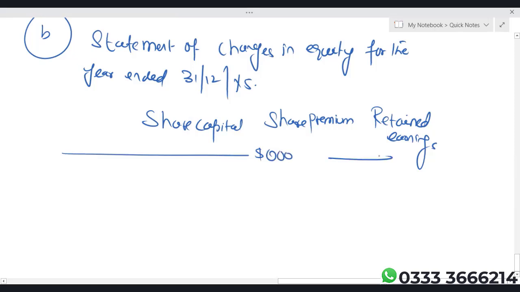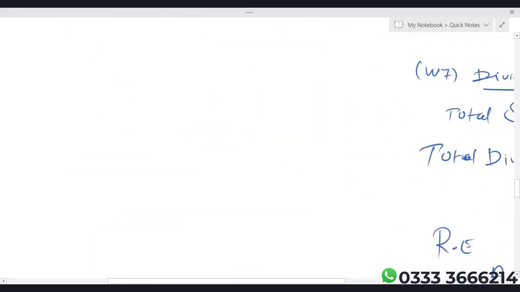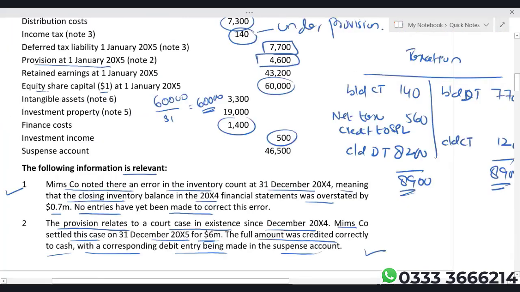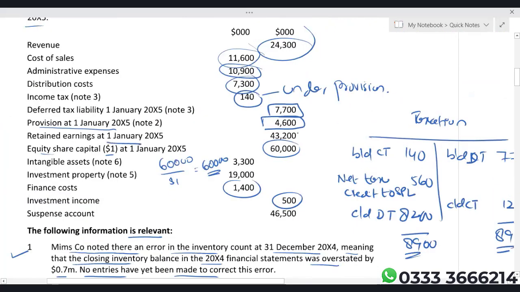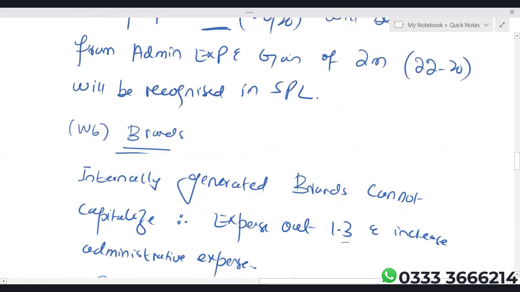Statement of changes in equity always starts from the opening balance. Share capital, the opening balance is 60,000. There's no share premium. Retained earning, let's see the trial balance. Opening retained earning is 43,200.